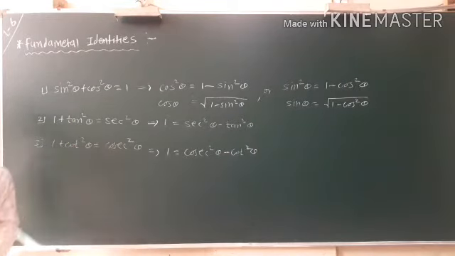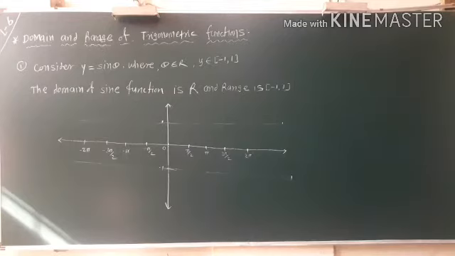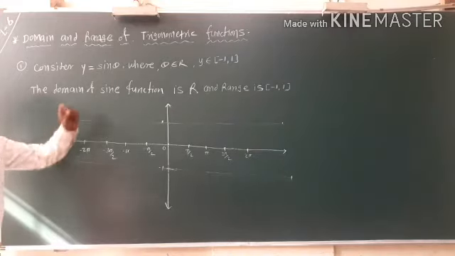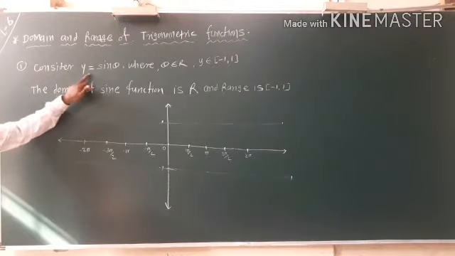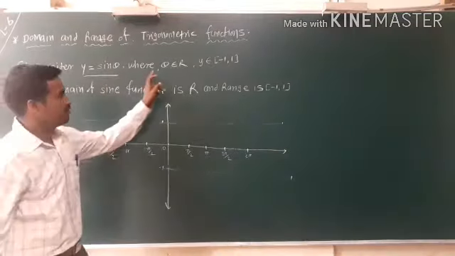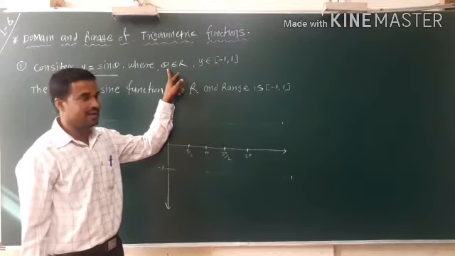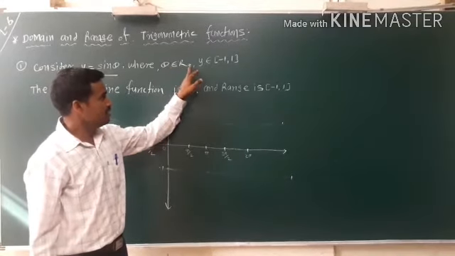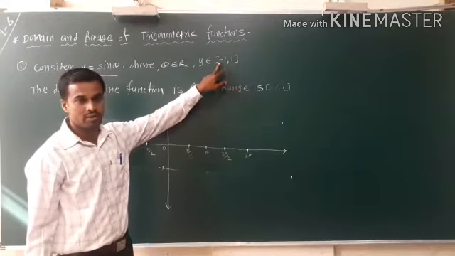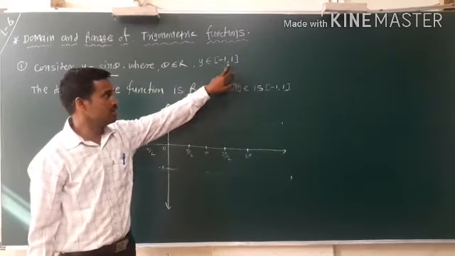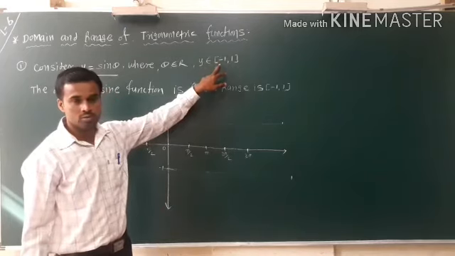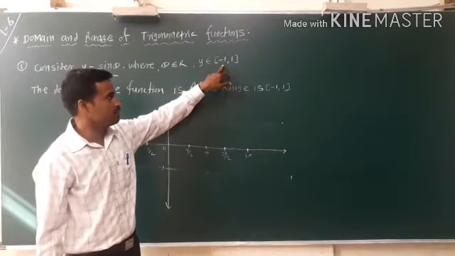Okay, the next point is the domain and range of trigonometric functions. The first is y equals sin theta, where theta belongs to R. Theta is measured in radians. Theta belongs to R, and y belongs to the closed interval [-1, 1].